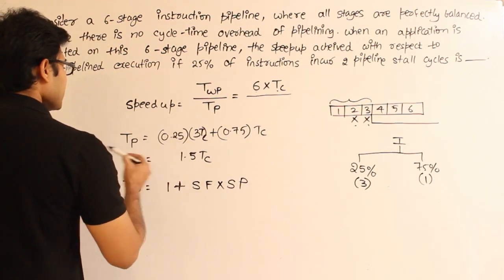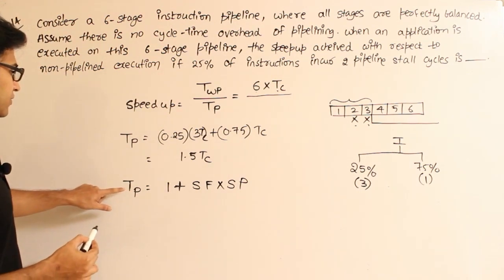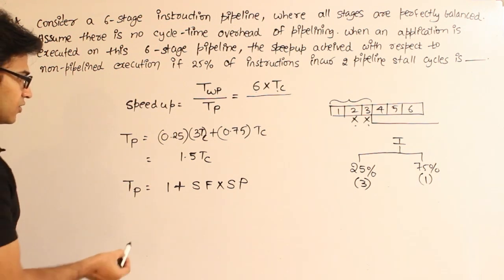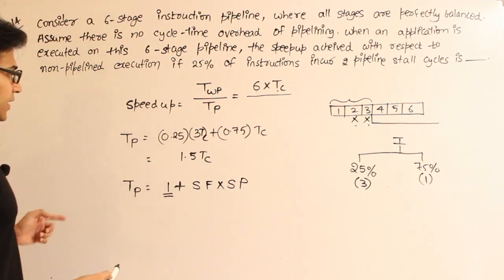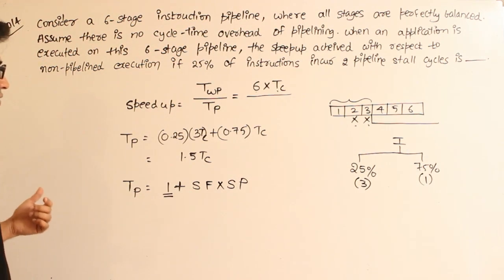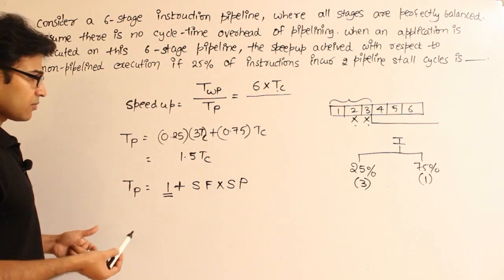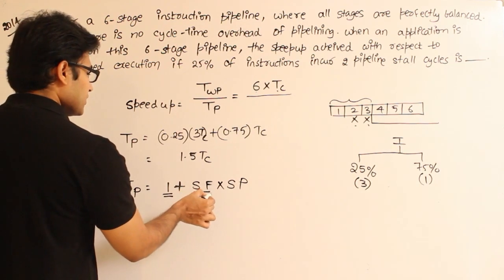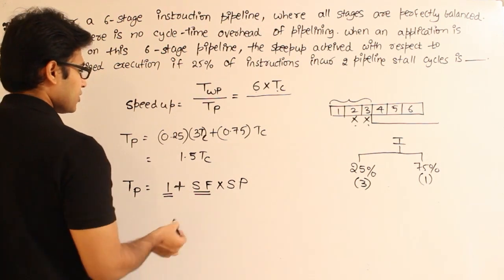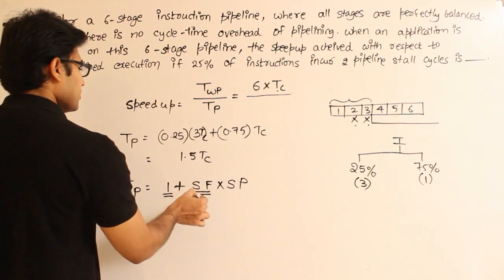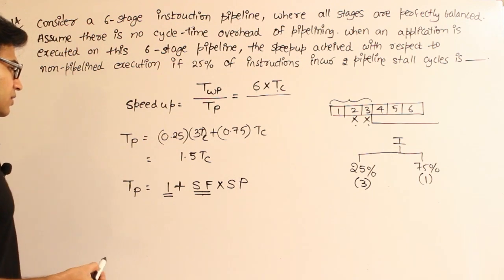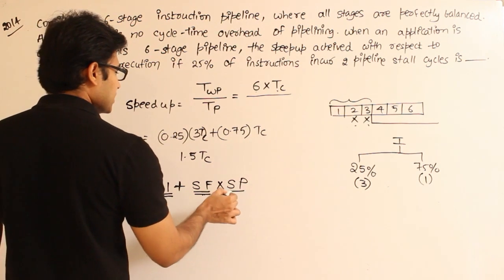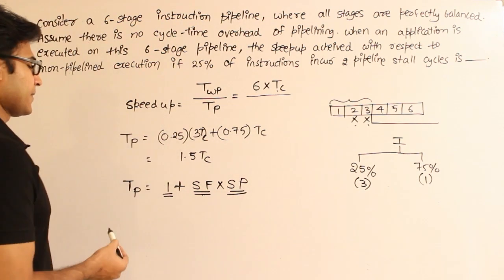So what does it mean? The average number of clocks required to execute an instruction in a pipelined processor is normally 1. In case you don't have any instructions that might cause a stall, it is 1, but because of the dependencies, some of the instructions will cause stalls. If we assume that the instructions which cause the stalls are represented by stall frequency, which is nothing but the percentage of instructions which cause a stall, then it is 1 plus stall frequency into stall penalty, right?